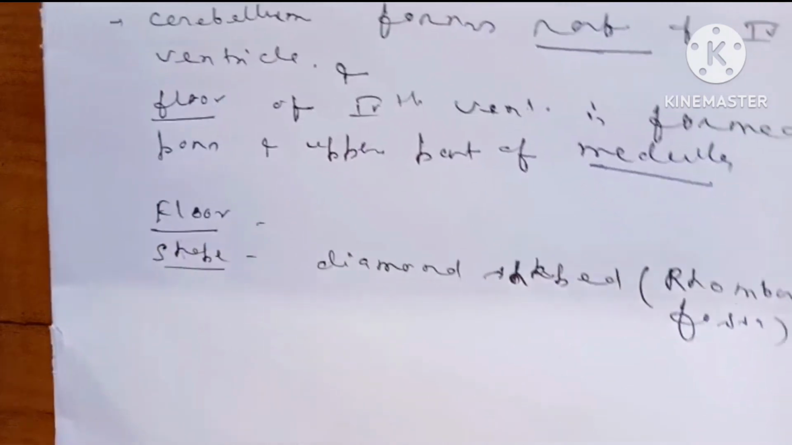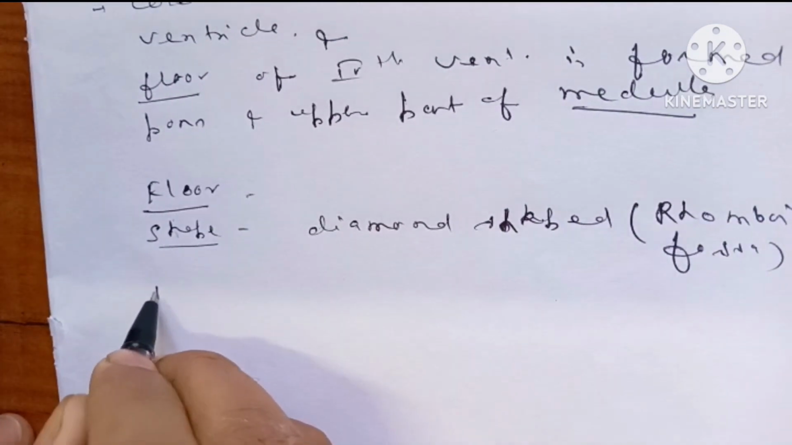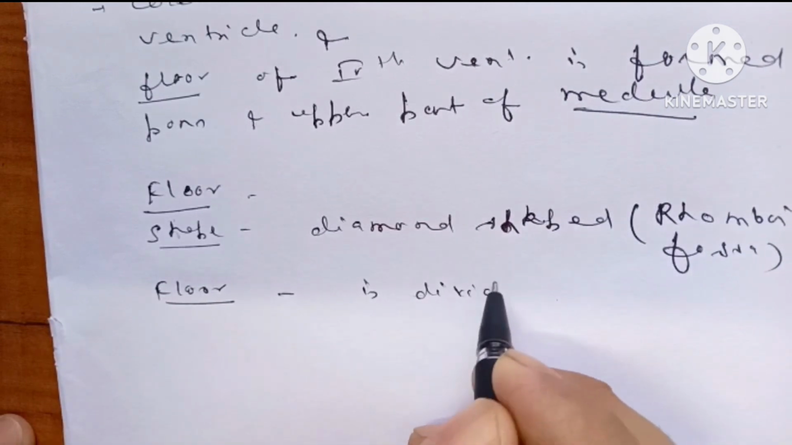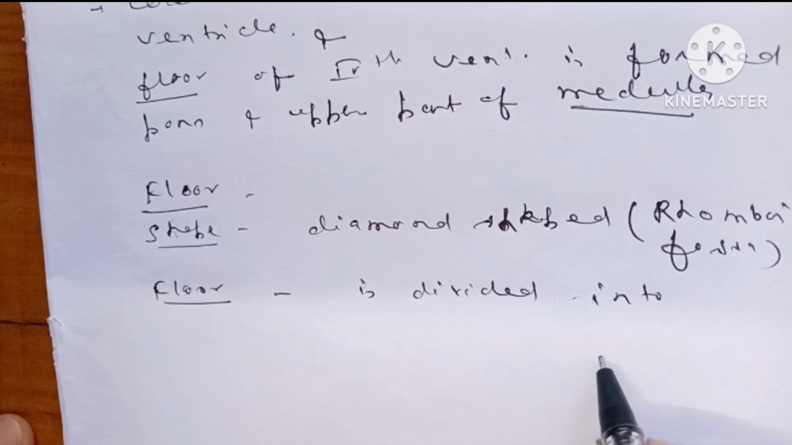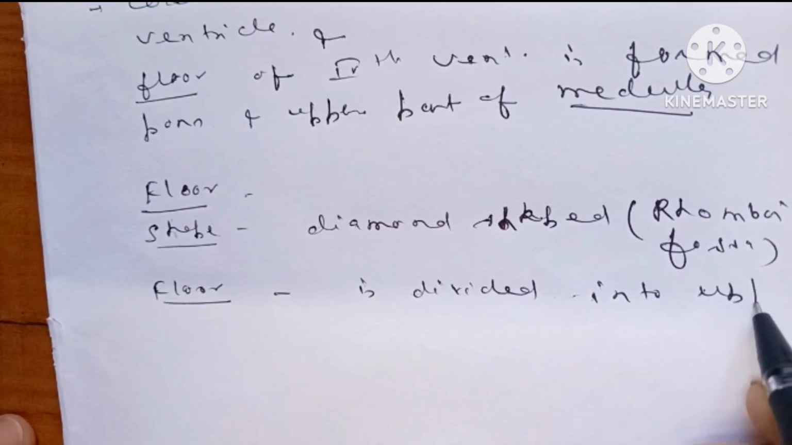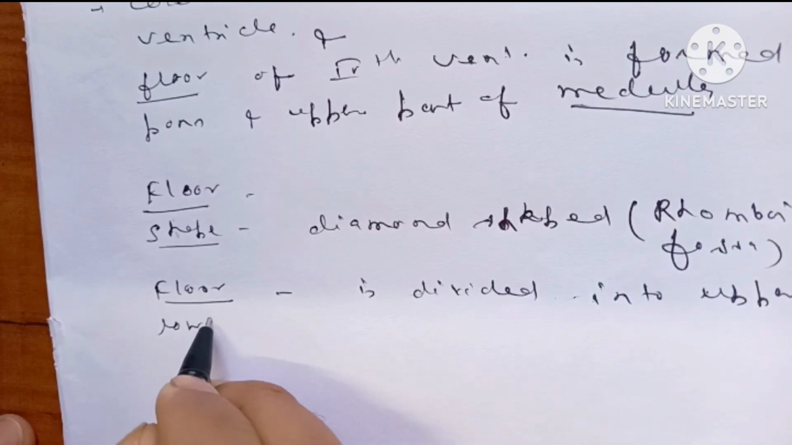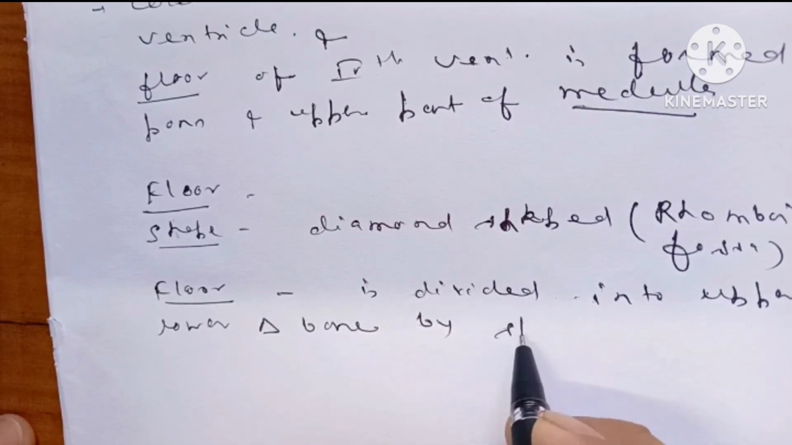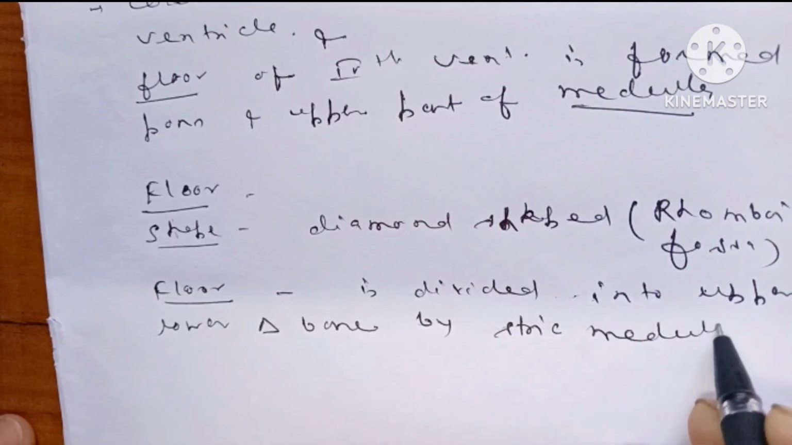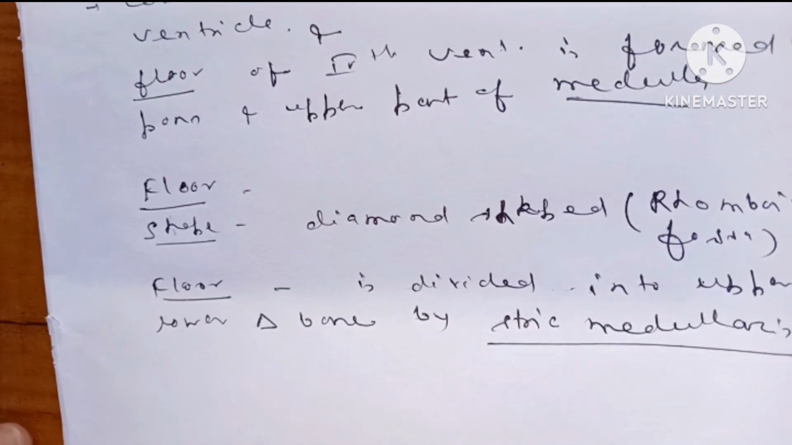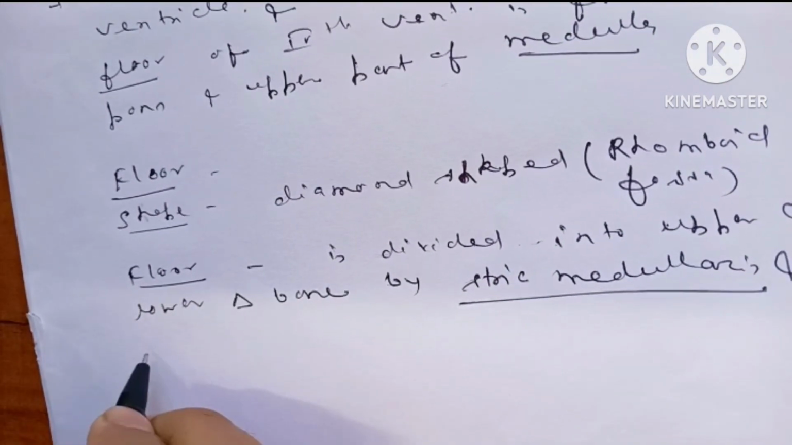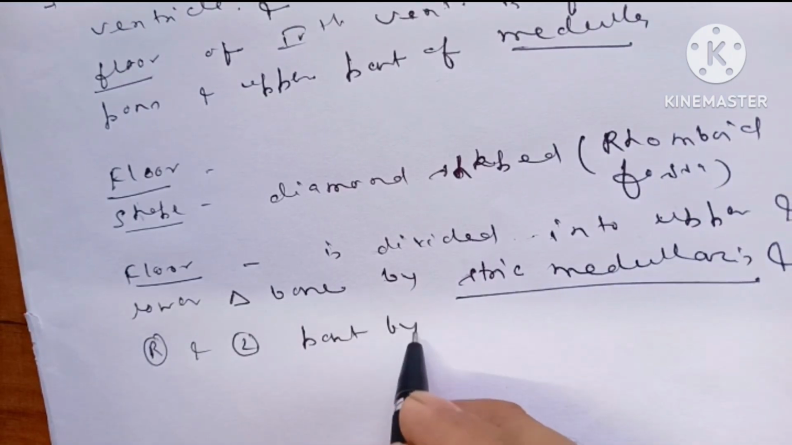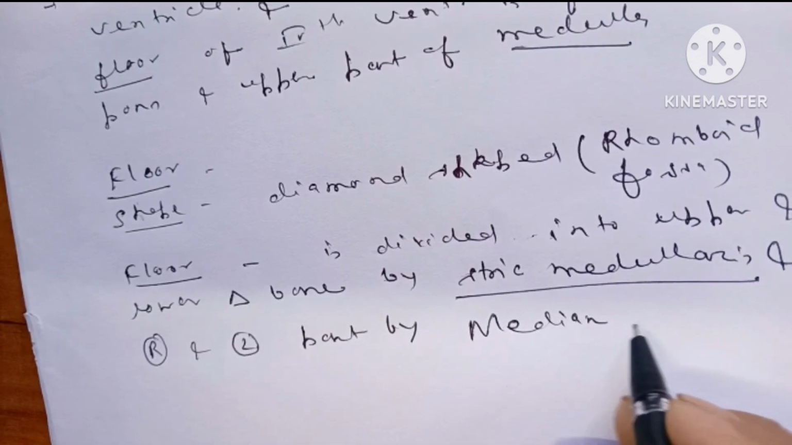And one term is stria medullaris. The floor of the fourth ventricle is divided into upper and lower triangular parts by the stria medullaris, and into right and left parts by the median sulcus.